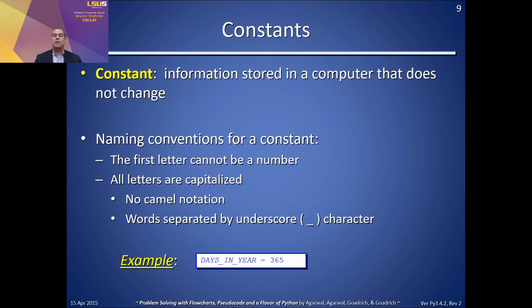Okay, so what's a constant? A constant is information stored in a computer that does not change. So you have a naming convention for a constant. The first letter cannot be a number. All letters are capitalized. No camel notation, and words are separated by underscore characters. So DAYS_IN_YEAR is an example here. So equals 365. That would be our constant.